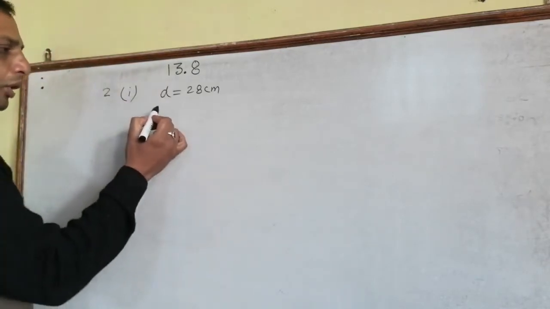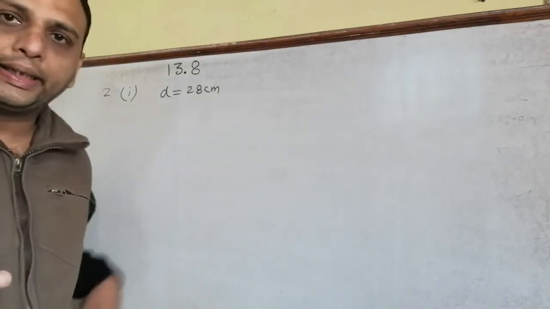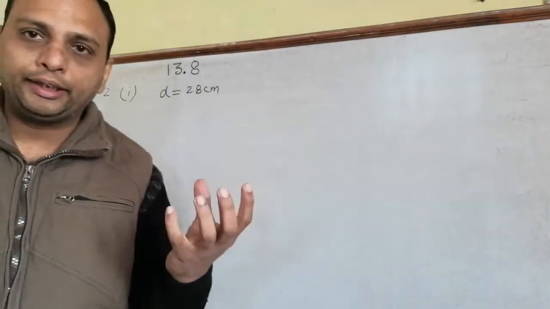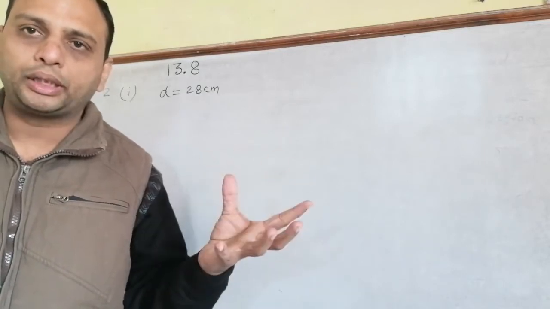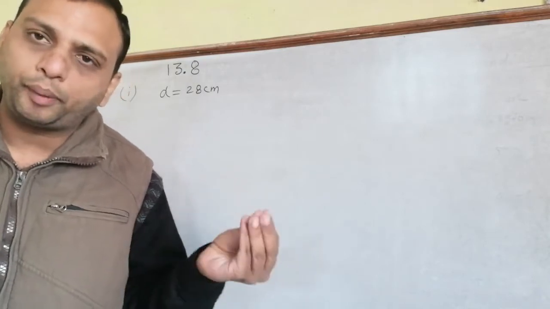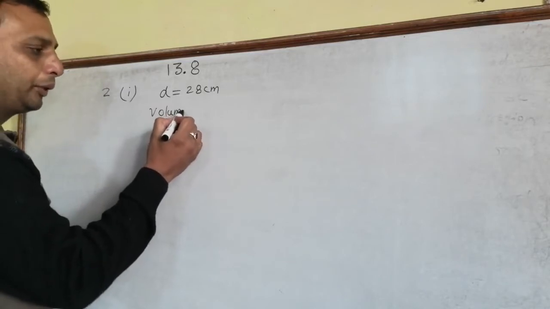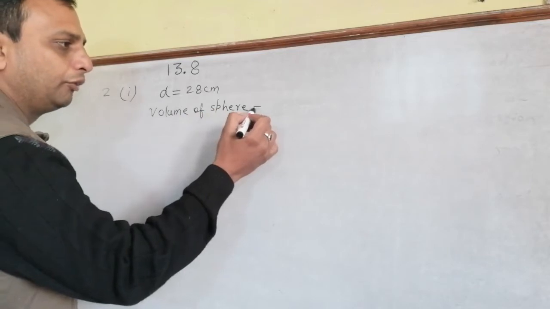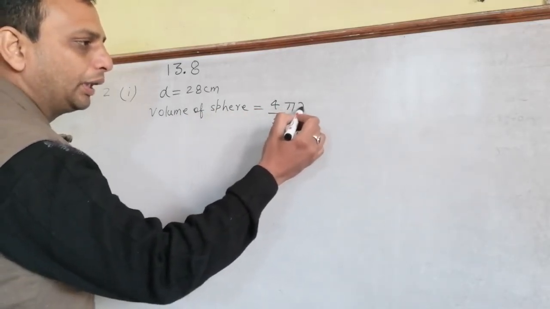So the volume of the spherical ball. A spherical ball means a ball in the shape of a sphere, and we have to find how much water will be displaced by that spherical ball. So we have to find the volume of the sphere. The formula we have is 4 upon 3 pi r cube.